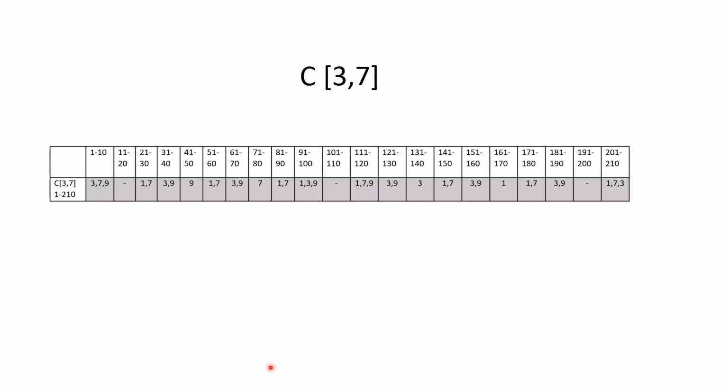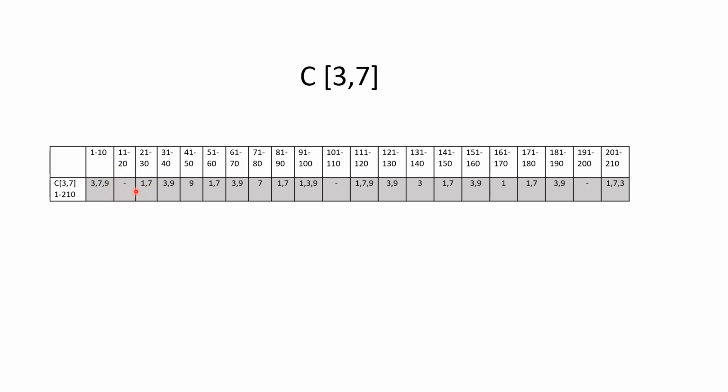So here we have the cycle of 3 with the cycle of 7 merged together. And we write it like this, right? Cycle of 3 and 7. It goes from 1 to 210, and you can see the tens. We put all the multiples of 3 and 7 in the boxes. The relevant multiples, the ones that end in 1, 3, 7, or 9. In the first 10, we have the 3, it's a multiple of 3, the 7 is a multiple of 7, and the 9, that is a multiple of 3.